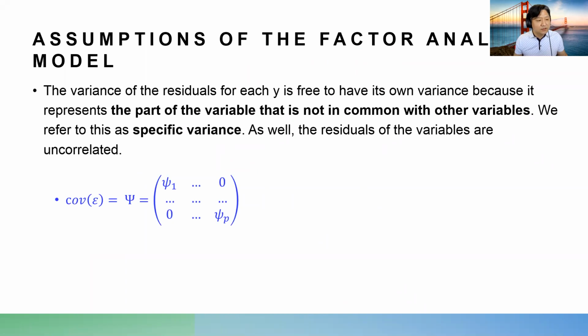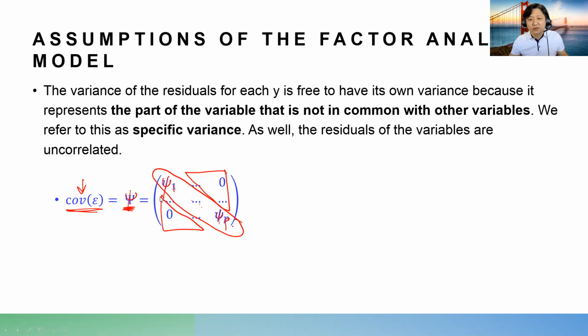Using these assumptions and one more, we do have some residual part. This residual part represents the part of the variable that is not in common with other variables, which means this portion is not explained by the other variables or by the model. So this is the error portion, the specific variance. This is the covariance matrix of residual variances that we call psi, psi 1 through psi p. All the covariances of residuals will be 0, so we assume they are not correlated with each other. So this is the residual variance matrix.